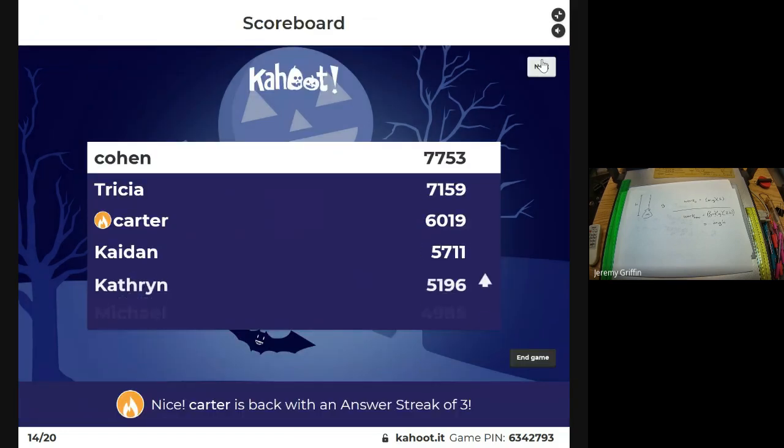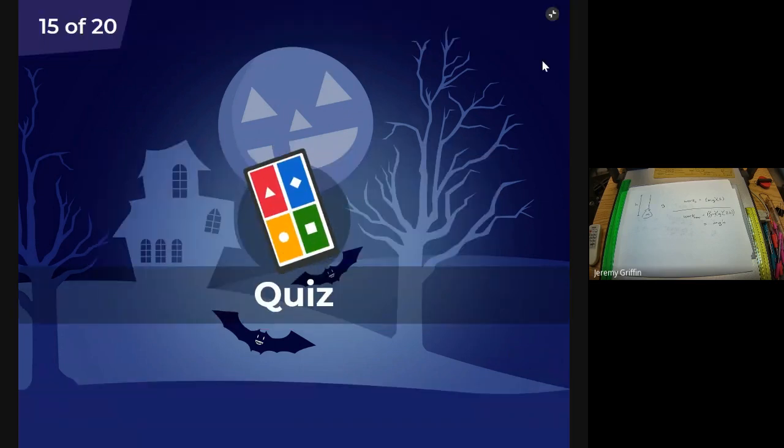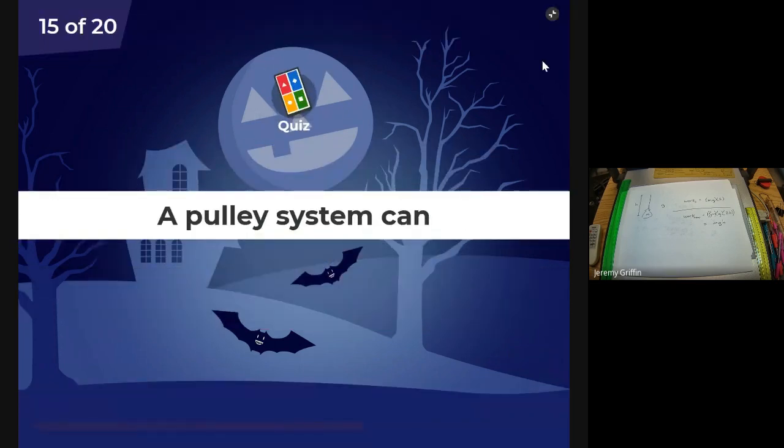All right, got Cohen, Trisha, Carter on fire, Kaden, Catherine. A pulley system can.